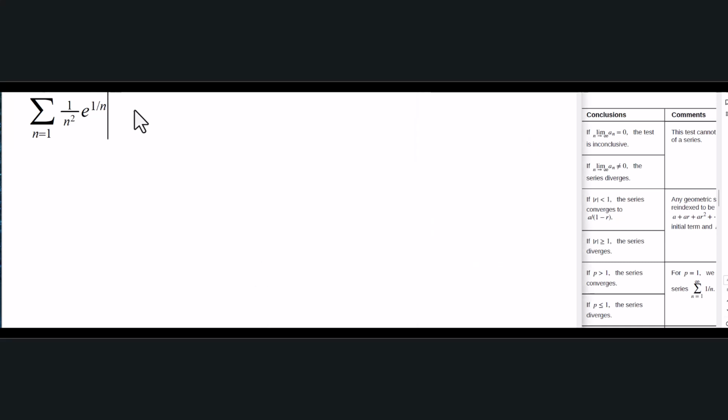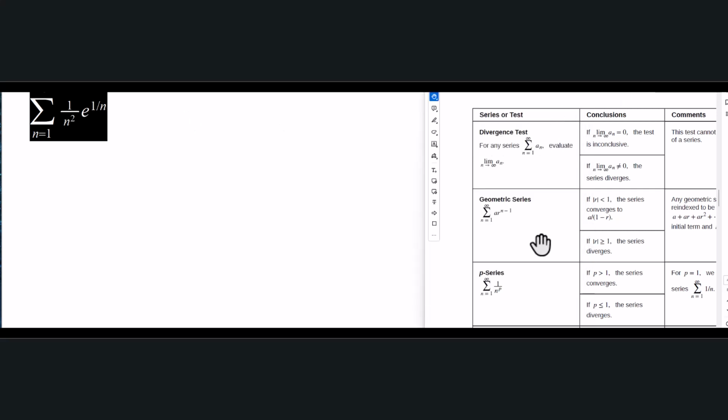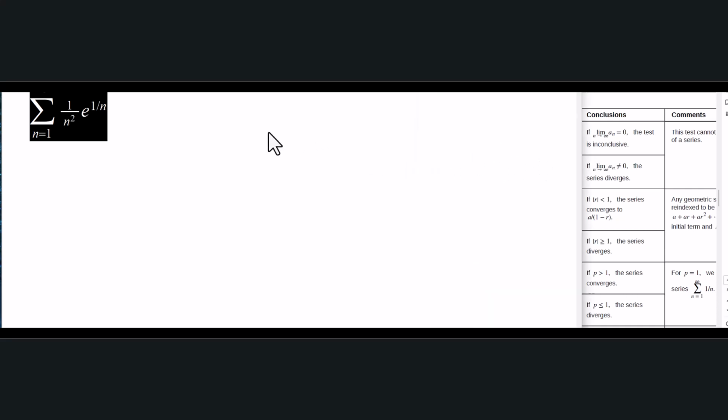Now here we want to test this series for convergence. And what I did was I just pulled up the list of rules for us. So in here, the very first thing it says is to go ahead and calculate the limit of the nth term. And of course, we'll do that if it's easy to do. Sometimes it's not really that straightforward.